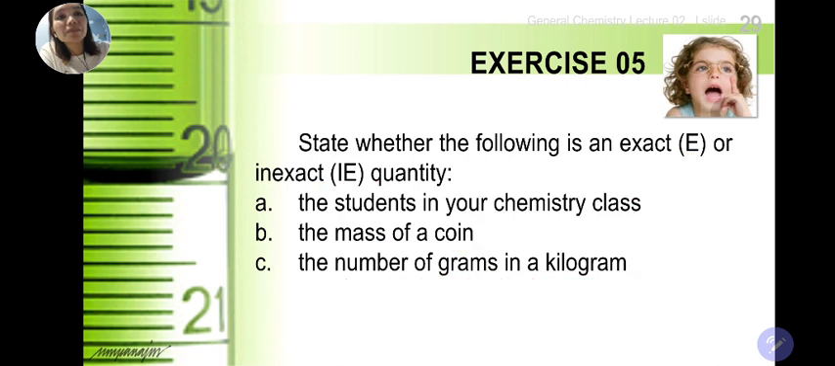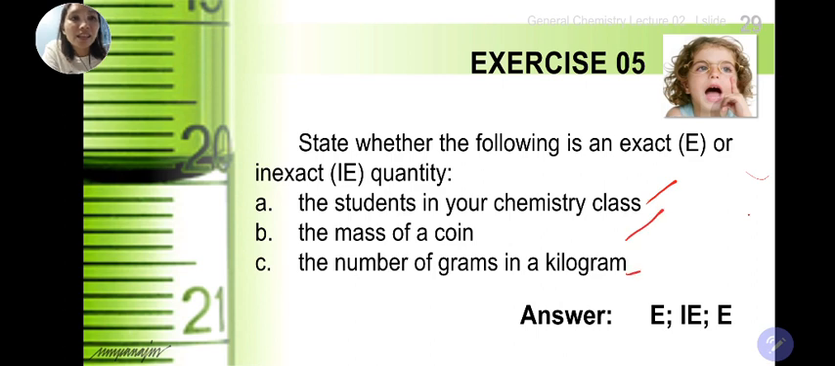Okay, so let's check. Okay, tama ba yung answer natin? Exact, exact, inexact, and exact. Okay, so tama tayo. Yun yung uncertainties in measurement. So, meron tayong certain tayo na 20 yung students sa chemistry class natin. While dun sa mass of a coin, we are not certain because pwede mag-iba-iba. Dun sa grams in a kilogram, it is always given that 1 kilogram is equal to 1,000 grams. Okay?